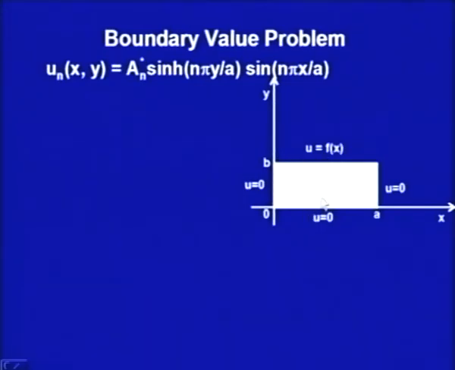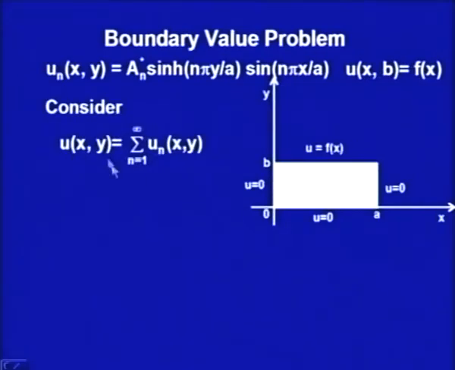So, we use the superposition principle and let this solution u(x, y) be the summation, n running from 1 to infinity, of u_n(x, y), where u_n(x, y) is this one. Now, we want to satisfy the last boundary condition, that is u(x, b) is f(x).